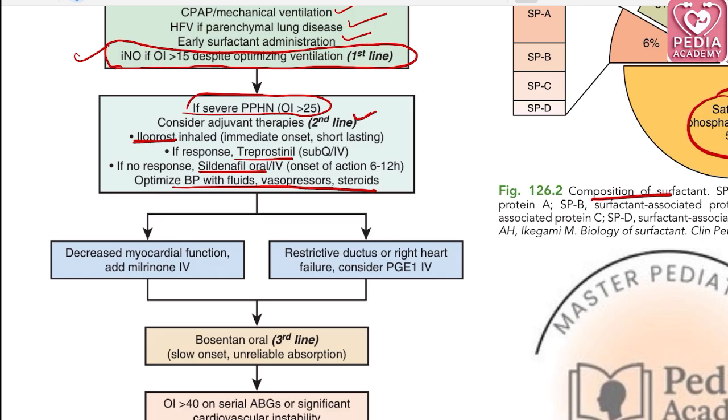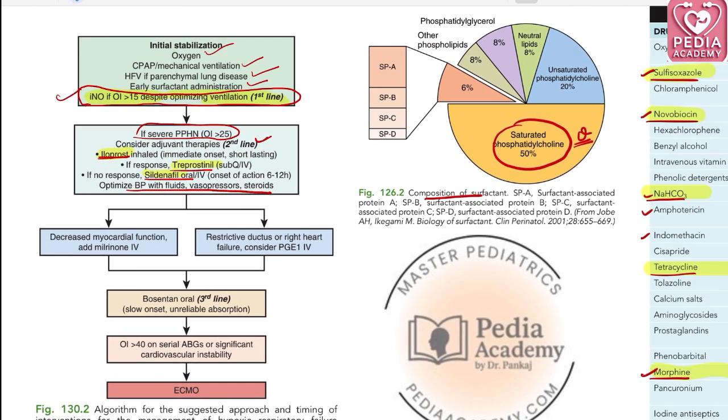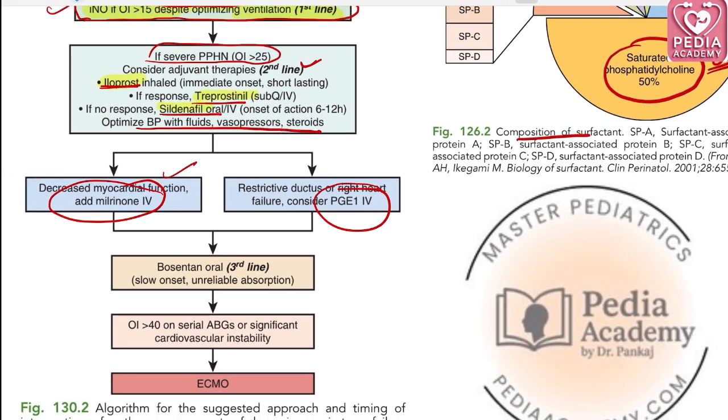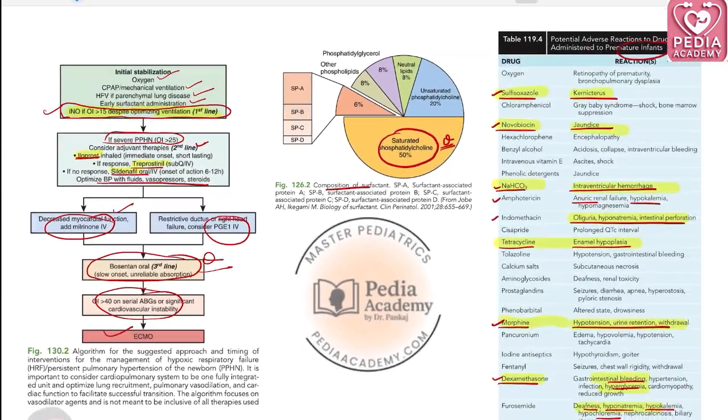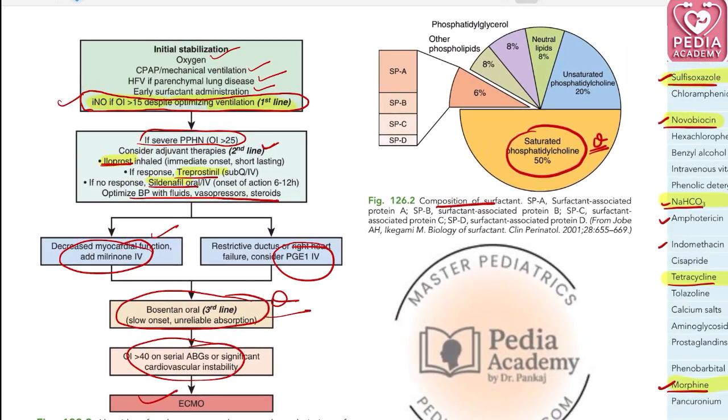Basically, first thing is this inhaled nitric oxide. This is the first line. Second line is iloprost, this and BP management. If decreased myocardial function is there, add milrinone IV. If restrictive ductus or right heart failure is there, consider PGE1. What is the third drug? Third line drug is bosentan, which is oral. Okay. And if OI is more than 40, serial ABG, significant cardiovascular instability, ECMO is the main agent. So basically, this algorithm you have to remember.